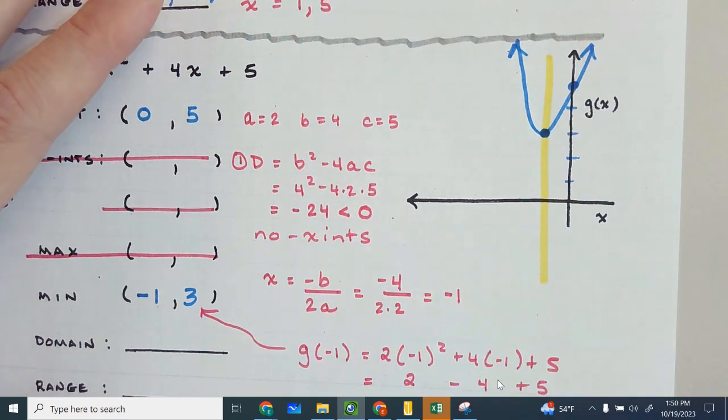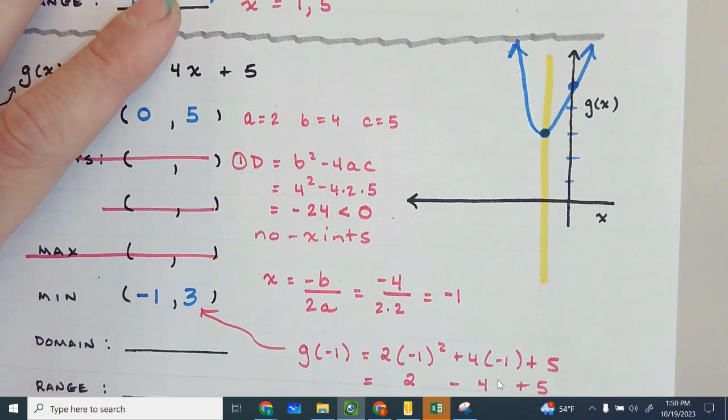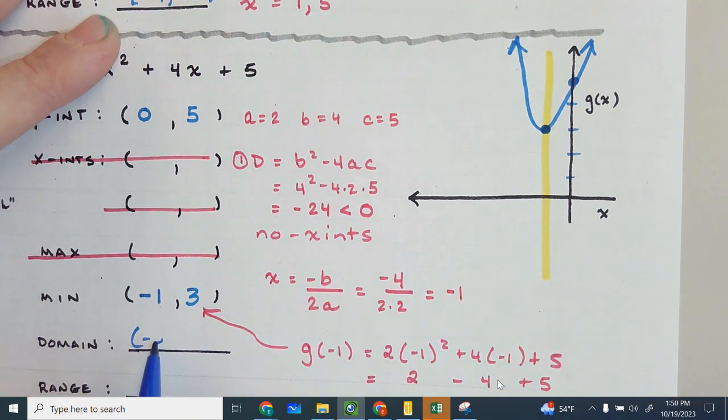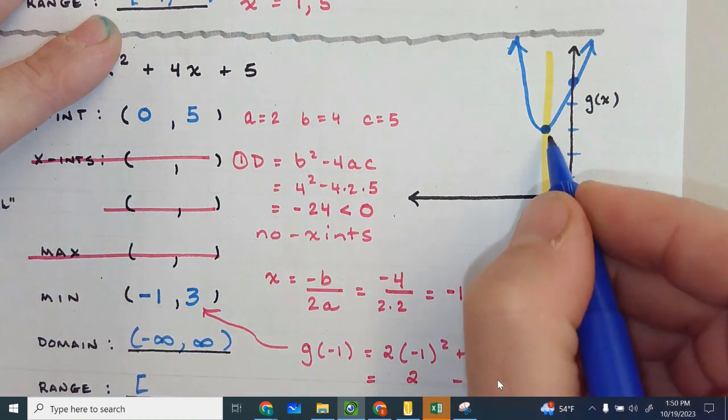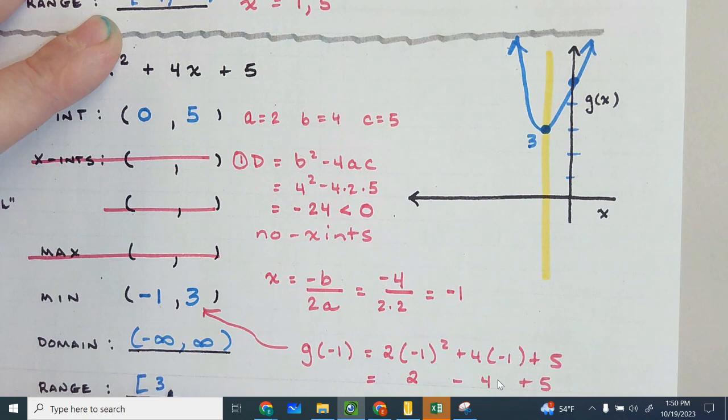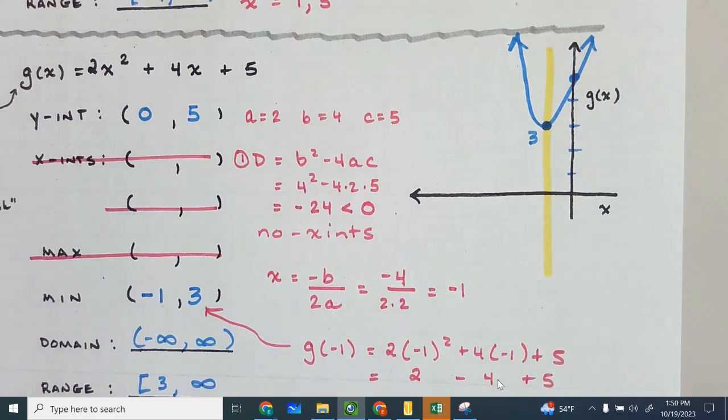Not my finest parabola. And you'll notice that it doesn't have any x-intercepts. Domain is all real numbers. The range is anything bigger than this y value right here, which was 3. So from 3 to infinity. Cool. Turn to the next page.